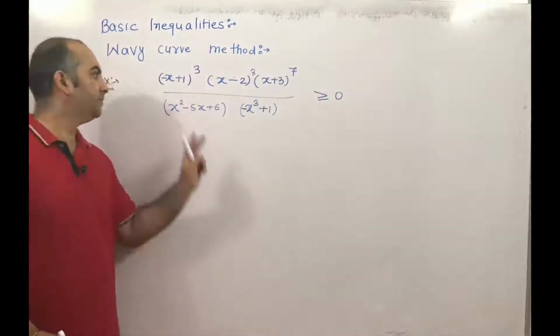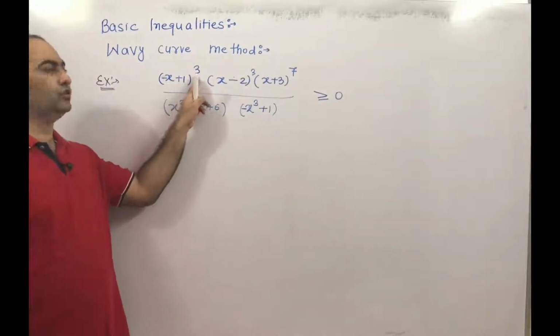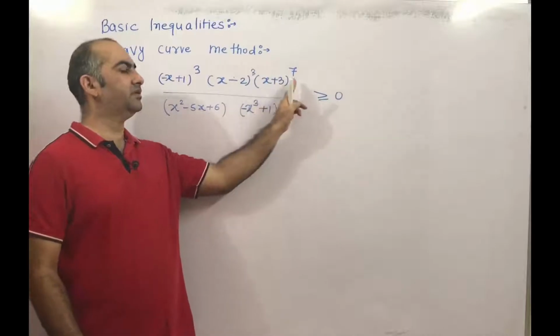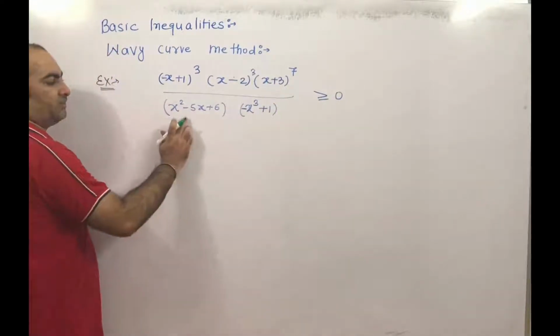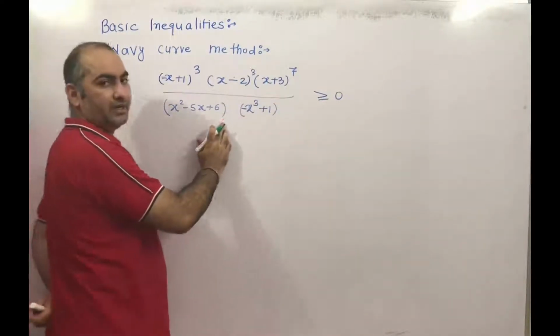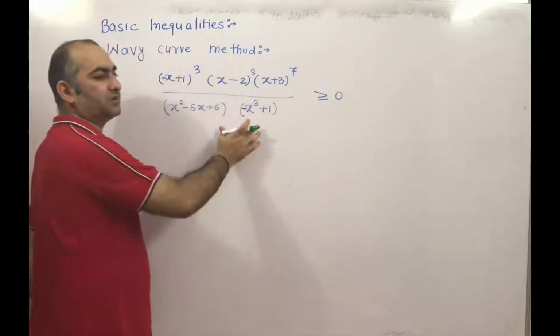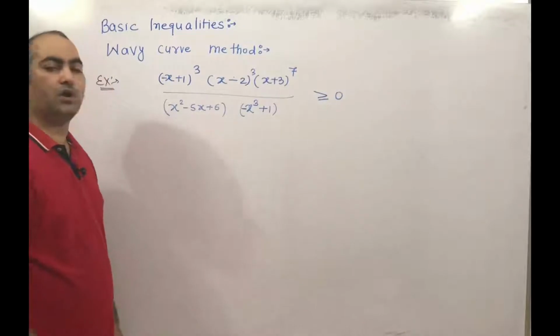Next problem is (-x + 1)^3 (x - 2)^3 (x + 3)^7 divided by (x^2 - 5x + 6) times (-x^3 + 1) is greater than or equal to 0. So this problem we have to solve. Okay, so how to solve?